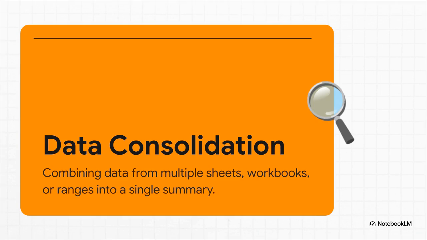The solution, my friend, is called data consolidation. It's a feature in Excel that does exactly what it sounds like. It takes data from all those different places, whether it's different sheets or even separate files, and it combines it all into one single master summary. It's simple, it's clean, and it's incredibly useful.